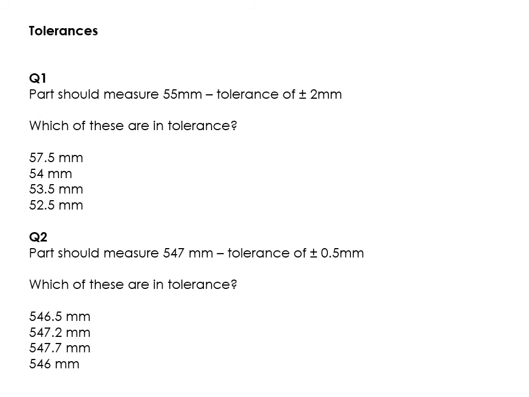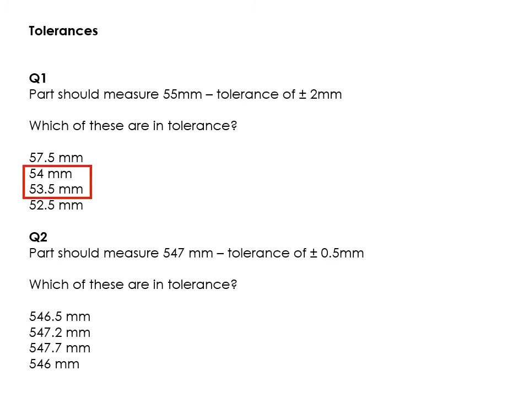Right, here's some questions for you. The part should measure 55 millimeters. The tolerance is plus or minus, sorry, 2 millimeters. Which of these are in tolerance? The second question, the part should measure 547 millimeters. The tolerance is plus or minus 0.5 millimeters. Which of these are in tolerance? So this is a very classic question that could come up in that multiple choice section of the exam.